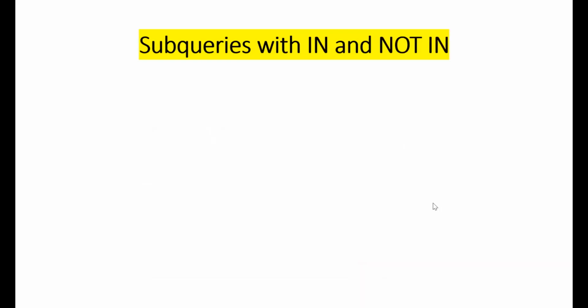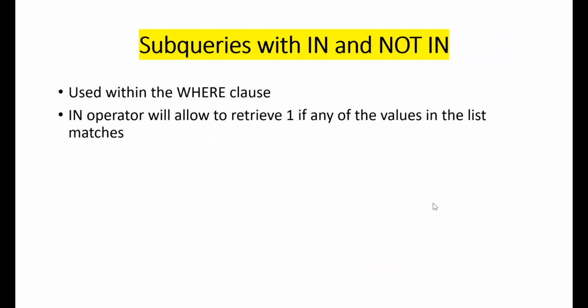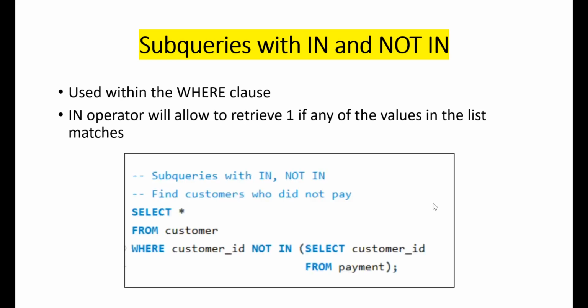The next type is subqueries with in and not in. It is also used within the where clause, and the in operator will allow to retrieve one if any of the values in the list matches. In this example, we have the customers who did not pay. We select all the customer ID from the payment table, so all the customers that have paid, and we check. So if the customer ID is not in this list, it means that they did not pay. If all the customers have paid, this will return an empty list, and we will see that in the hands-on.